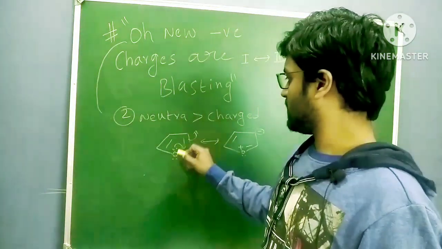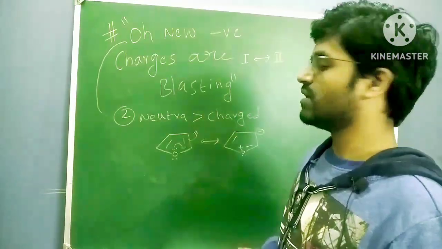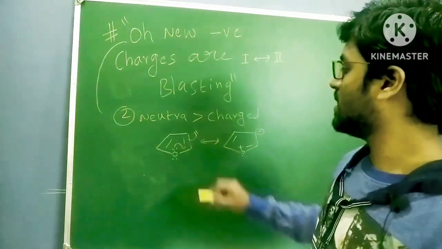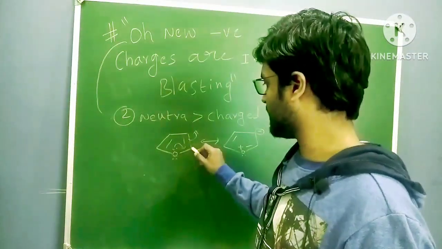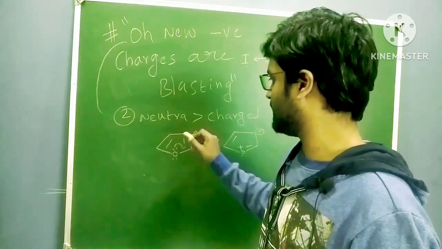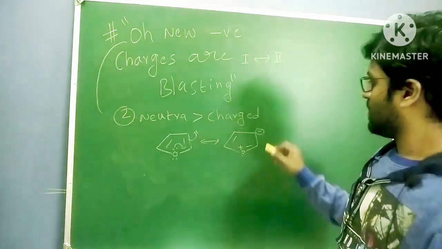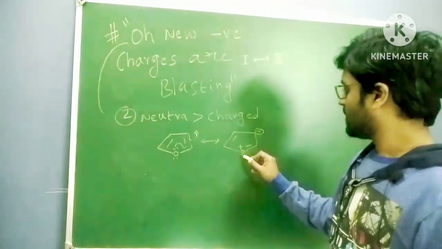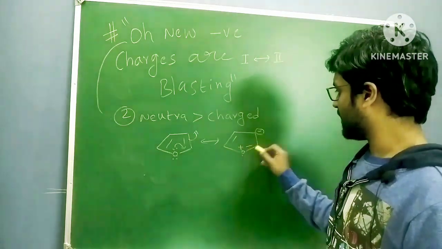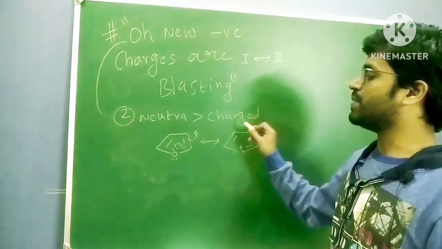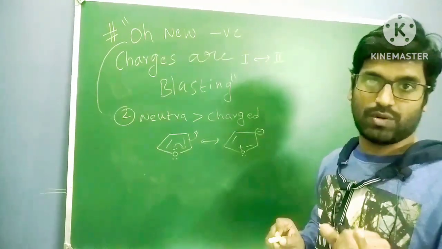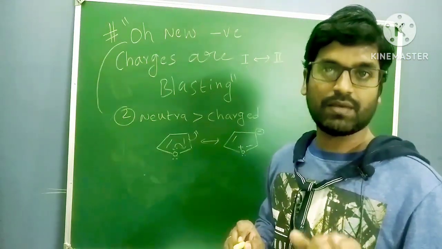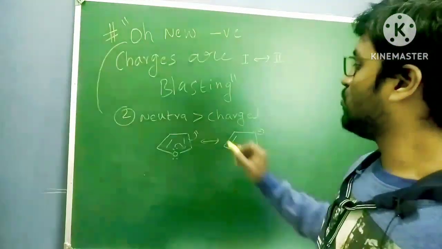Now observe. Here oxygen, every atom completed its octet. You can count the number of electrons: here 8, here 8, here 8, 8, 8. Here also, if you observe, 1, 2, 3, 4, 5, 6, 7, 8. Every atom completed its octet. So with the first rule we cannot do anything. Now move to the next rule.